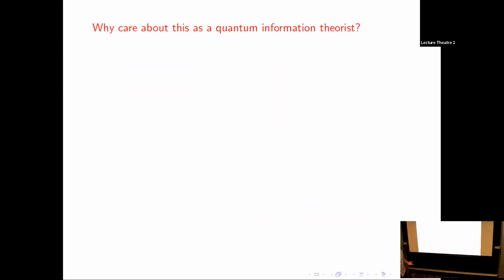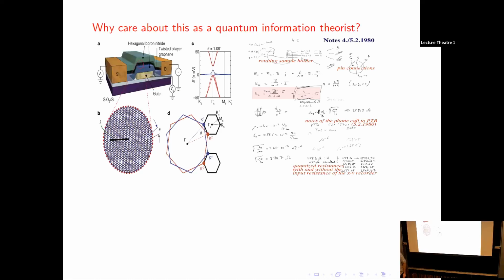So I think because mainly quantum information theorists are here, you could say, okay, why should I care about this particular stuff? Well, we see here, this is from an experimental paper. This was the first experimental paper where superconductivity was actually measured in twisted bilayer graphene. You rotate it, and there's a certain angle where you measure superconductivity.